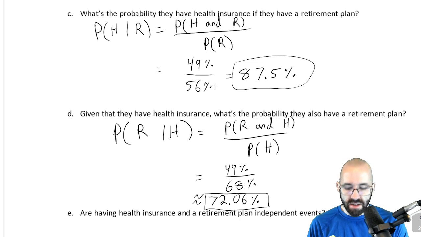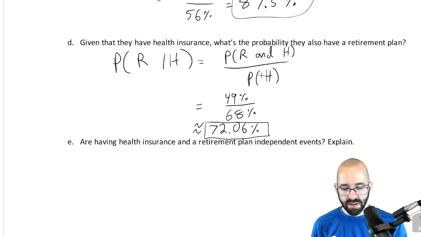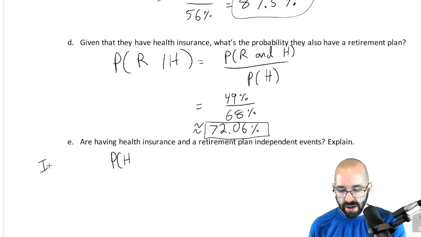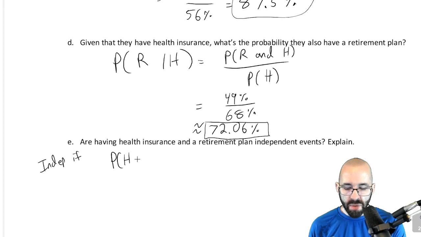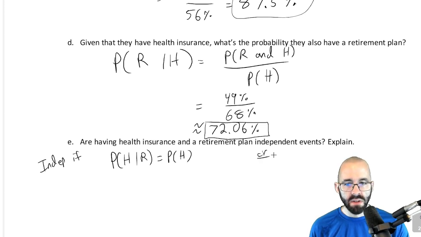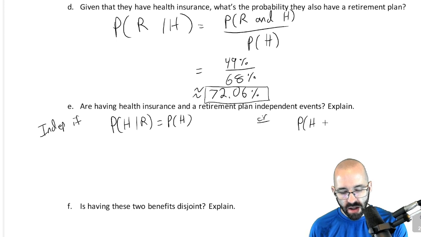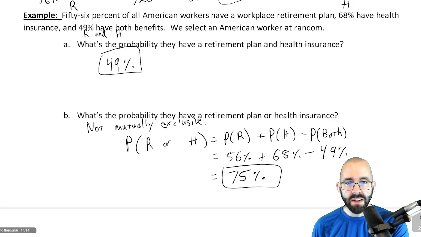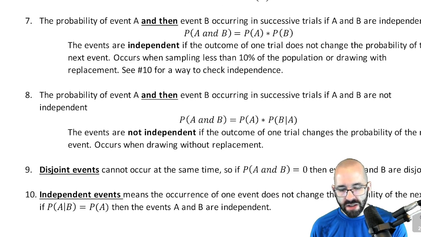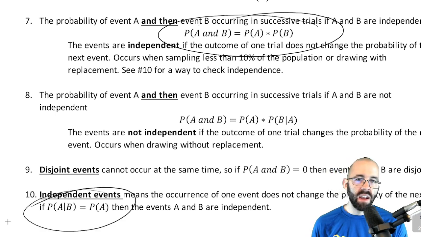And lastly, we are asked, is having health insurance and a retirement plan independent? Well, they're independent if the probability of health given retirement equals probability of health. There's actually two definitions. Another definition that you can use that we had earlier is the probability of both being their product. Health and retirement equals probability of health times probability of retirement. I think the second way is probably a little easier for a lot of students to think about. Two ways of checking independence, this way and this way.